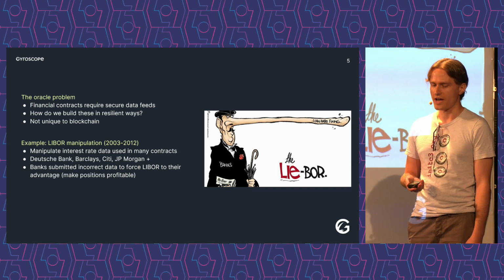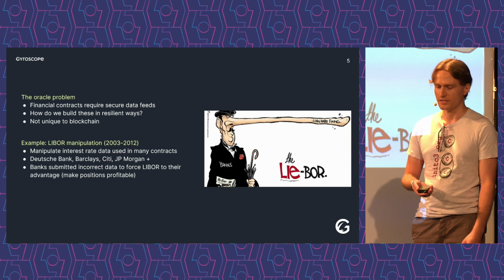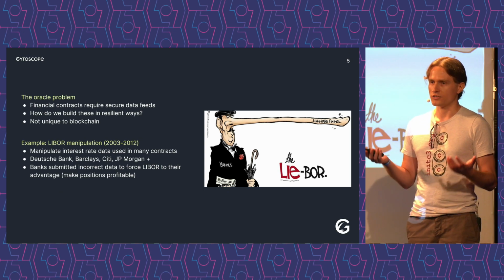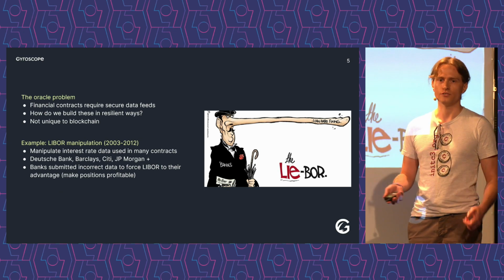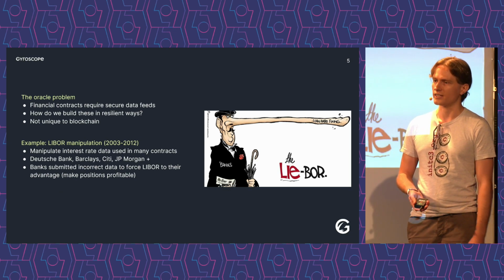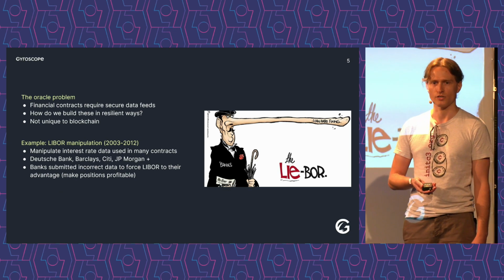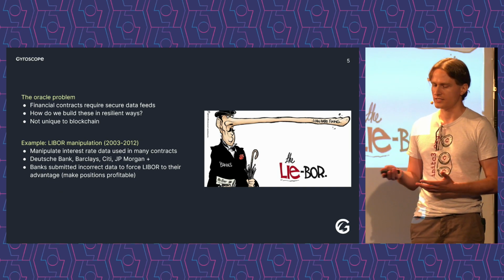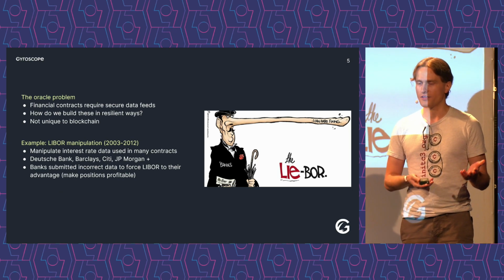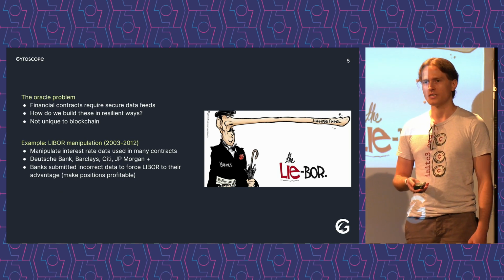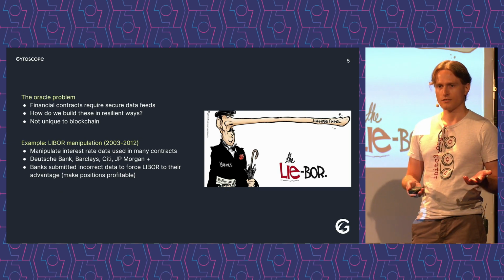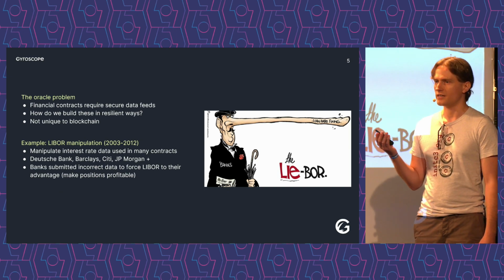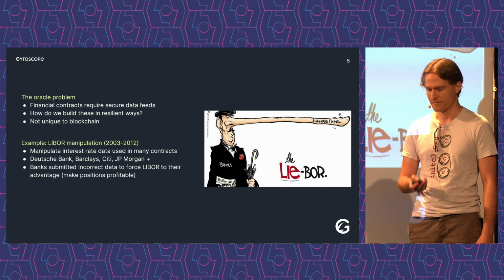In this situation, you had a number of big banks, including Deutsche Bank, Barclays, Citi, big names like JP Morgan too, and they were manipulating interest rate data that was used in a large amount of contracts. This included mortgage contracts. Essentially, banks were submitting incorrect data to force the LIBOR measure to their advantage. It got to the point of being so bad that individual traders were asking for very specific manipulations to the LIBOR to make individual positions profitable.